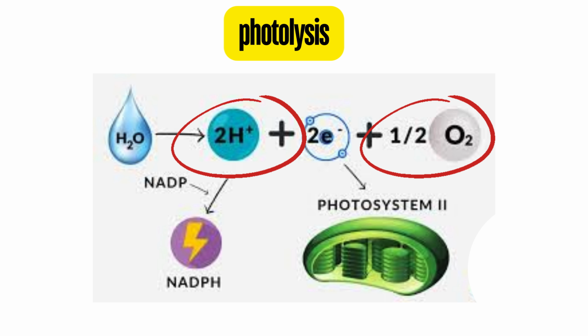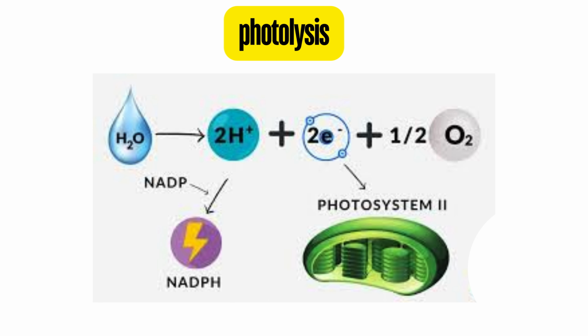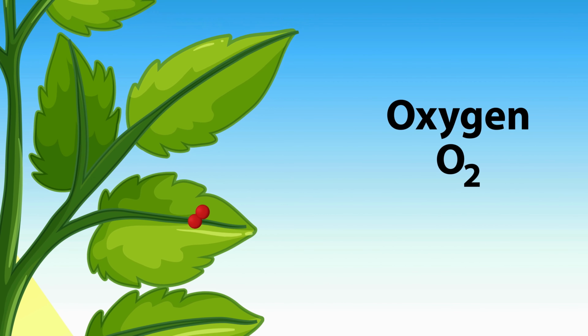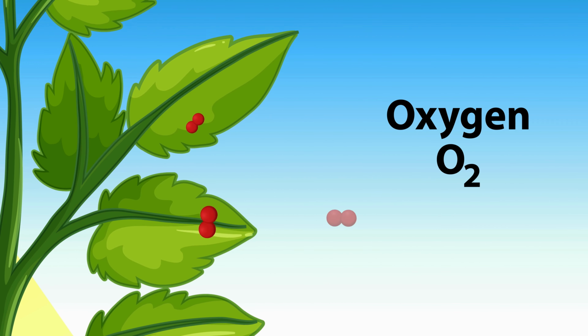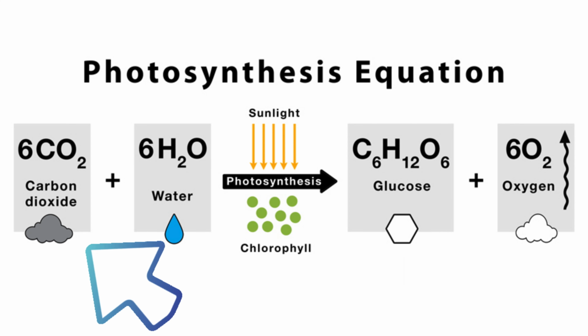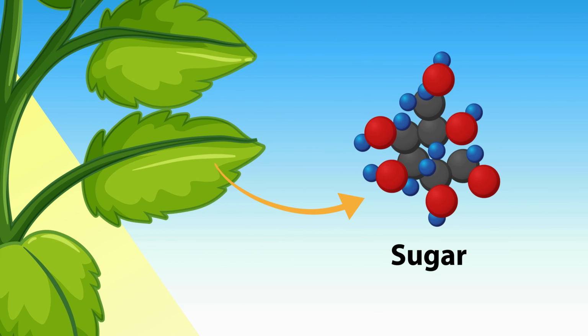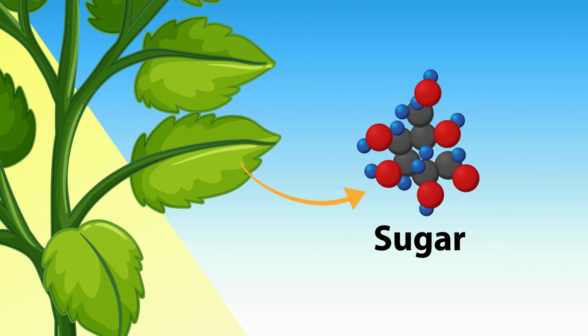In the chloroplast, water molecules split into hydrogen and oxygen atoms through the process called photolysis. This releases oxygen into the air as a byproduct. The hydrogen atoms are then combined with carbon dioxide molecules to form glucose, a simple sugar that serves as a primary source of energy for the plant.